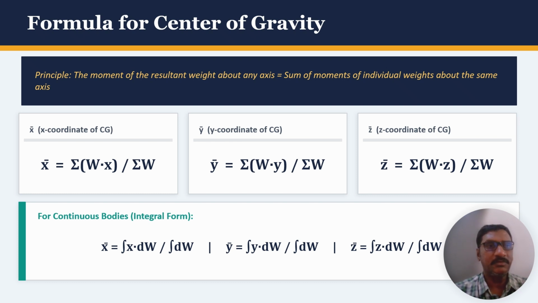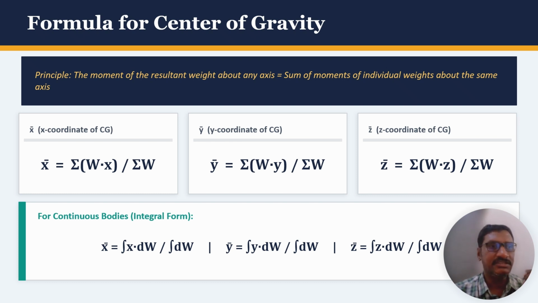Now for engineering problems involving areas, uniform thin plates where we assume uniform thickness and uniform density, the weight of each elementary particle is proportional to its area. So Wi equals rho into T into G into Ai, where rho is the density, T is the thickness, G is the gravity, and Ai is the elemental area.